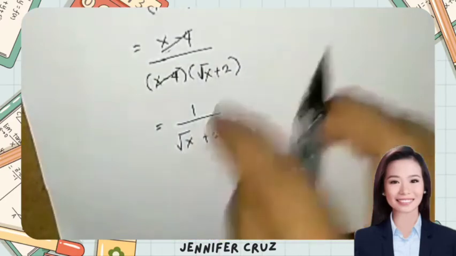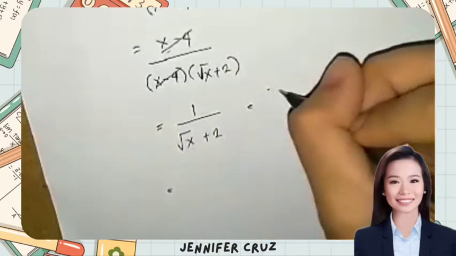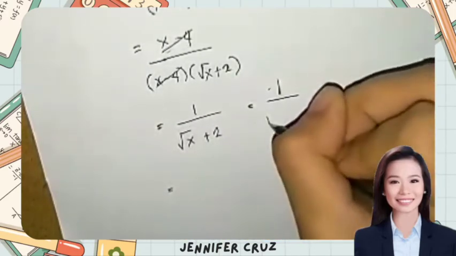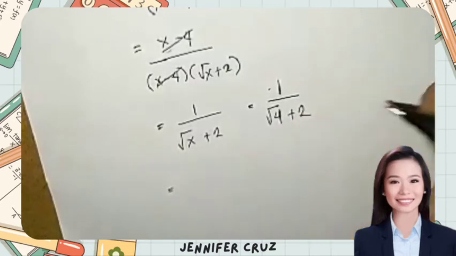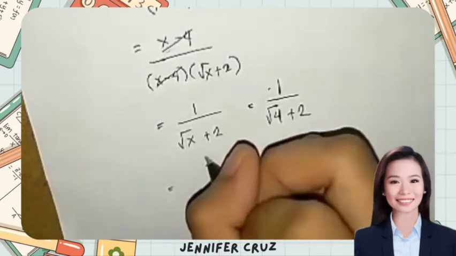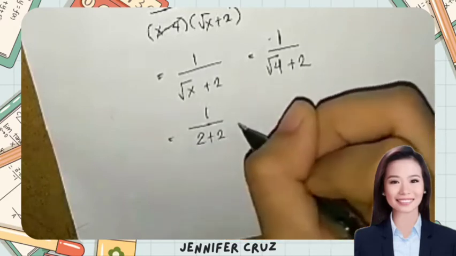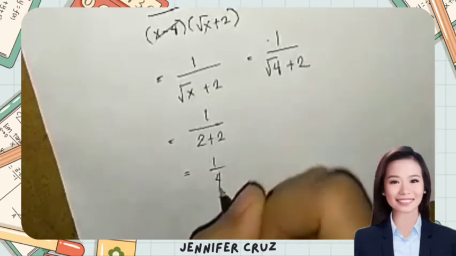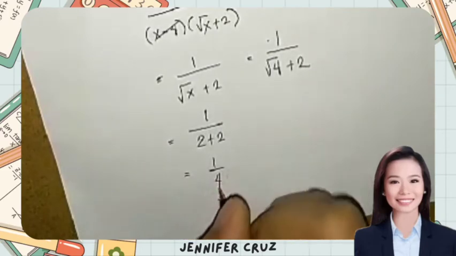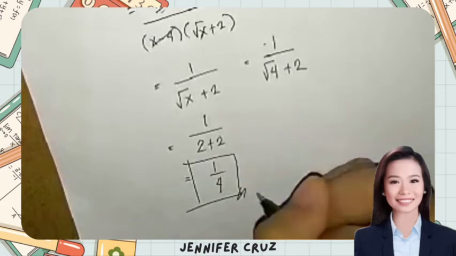Now, ang x, papalitan natin ng 4. So, it will give you an answer of 1 over square root of 4 plus 2. So, what is the square root of 4? Diba 2? So, 1 over 2 plus 2, then it will give you 1 over 4. So, the limit as x approaches 4 is 1/4.